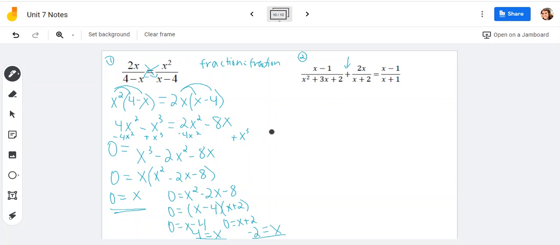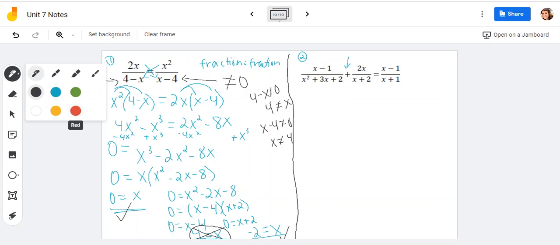However, we always have to check for extraneous solutions. We want to make sure this denominator does not ever equal 0. So if I look at both of these denominators, 4 minus x can't equal 0. That would mean that x cannot equal 4. And if I have x minus 4 can't equal 0, same thing, x cannot equal 4. So I'm going to check x equals 0 is okay, x equals negative 2 is okay, but I have x equals 4, so I'm going to throw out that answer. That is not a valid solution. It's an extraneous solution. So my final answer is just that x equals 0 and x equals negative 2.